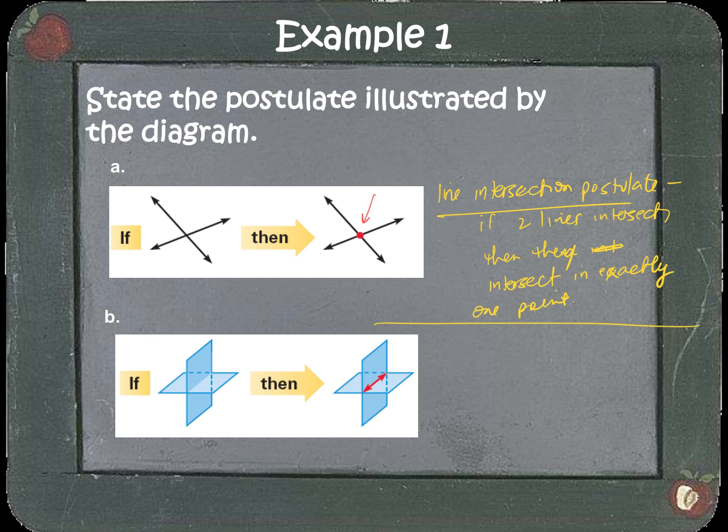The next one, it's talking about two planes, and it basically says if you have two planes, then, and notice this, what it's showing you is that they intersect in a line, right? So this is the plane intersection postulate, okay? And this is talking about if two planes intersect, then they intersect in a line.